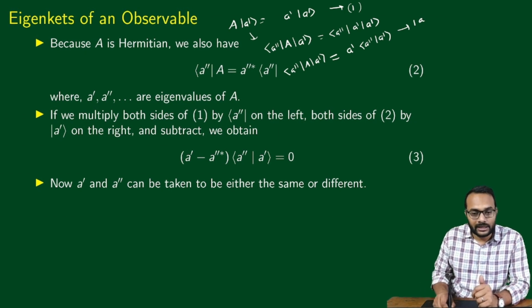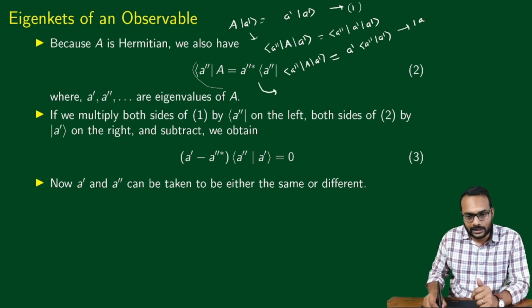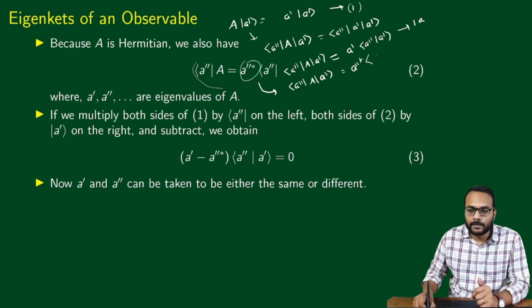Now we take equation 2 and multiply by a ket A prime on the right. Just introducing a ket A prime on the right of this equation. So this becomes bra A double prime A ket A prime, I've introduced a ket A prime here. This is equal to A double prime star times bra A double prime, and then I have introduced this A prime here. I can write this as 2a.